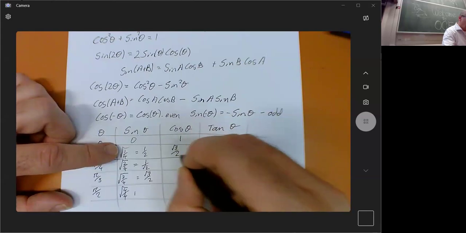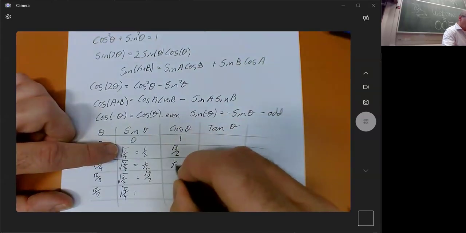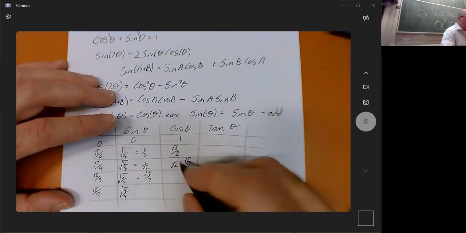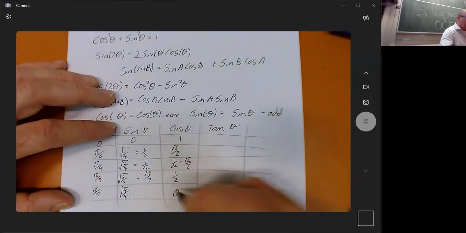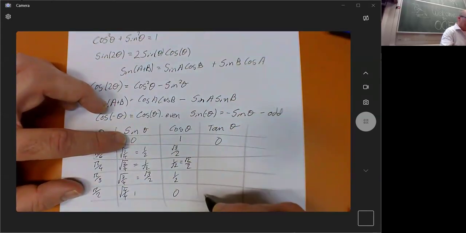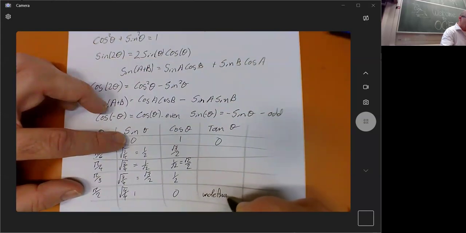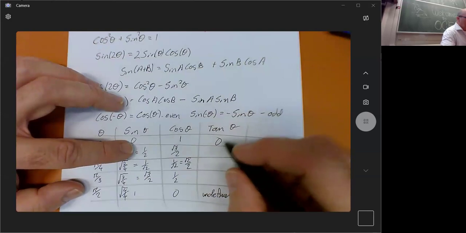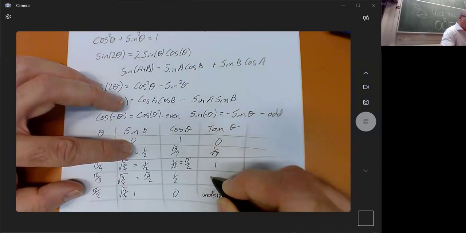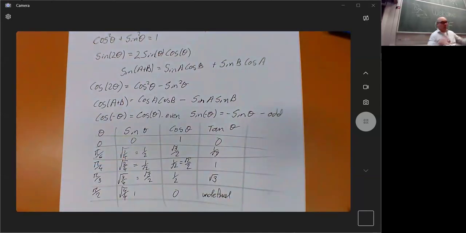Root 3 on 2, 1 on root 2. Some people like to write it as root 2 on 2. Don't care. This is a half. This is 0. Tan is this one divided by this one. And so this is going to be 1 on root 3.